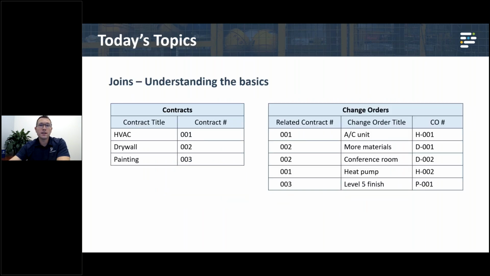So before I get into the system, just a little background on what is a join. So in this case, if I'm looking at my screen right now, I have two separate reports. On the left-hand side, I have a report on contracts. So these are all the contracts that, let's say, I have on my project. On the right-hand side, I have a list of change orders on my project. Each change order might be related to a different contract. So in this case, I've got more change orders than I do contracts.